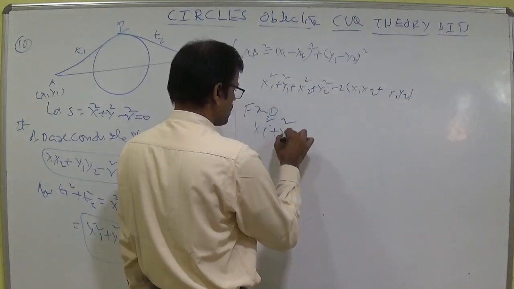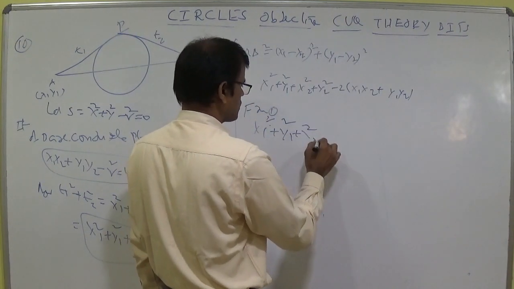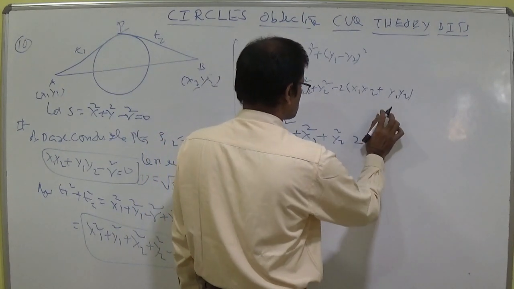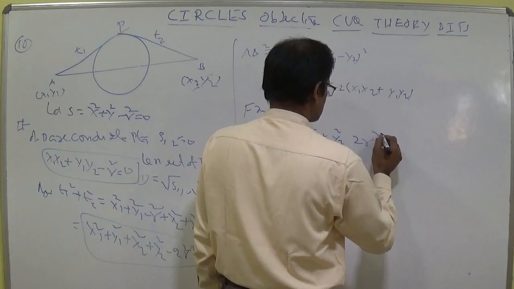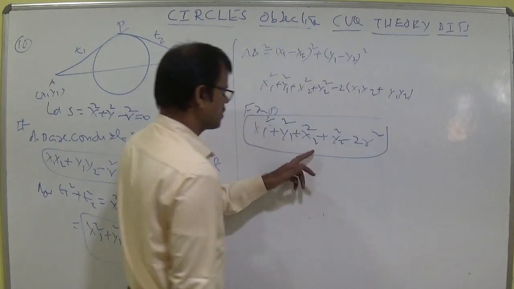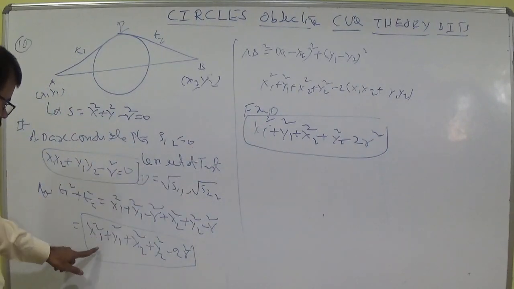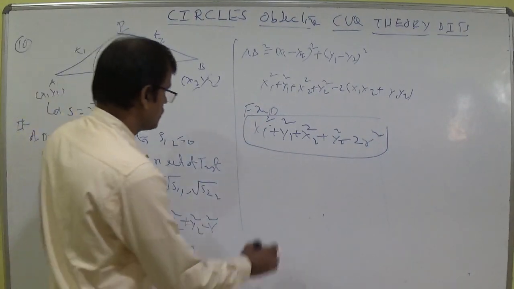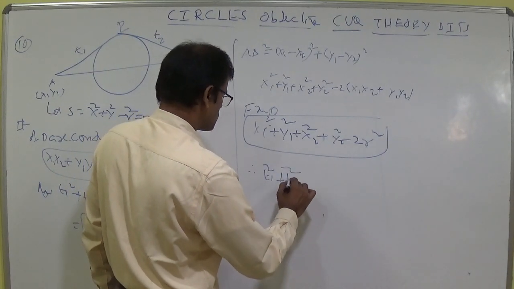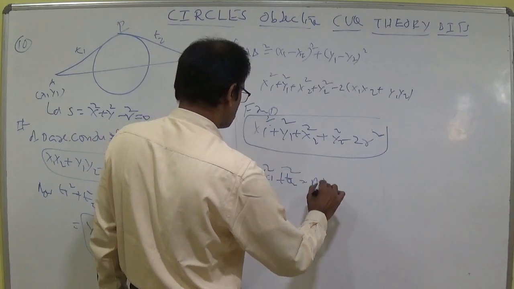So here you can write this as x1 square plus y1 square plus x2 square plus y2 square minus 2r square. Understand this one and this one. So we can say that T1 square plus T2 square is equal to AB square.